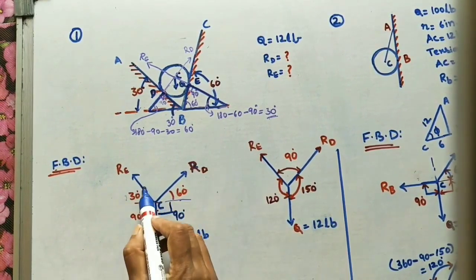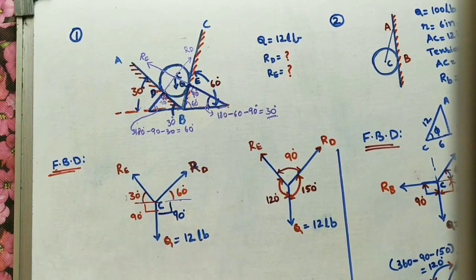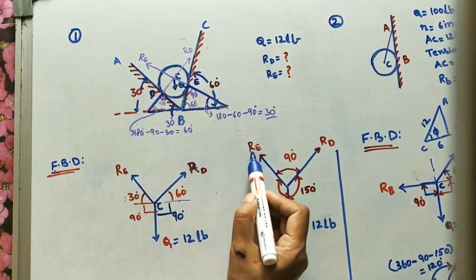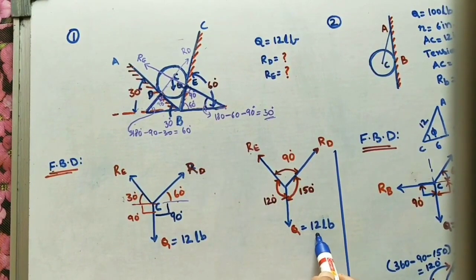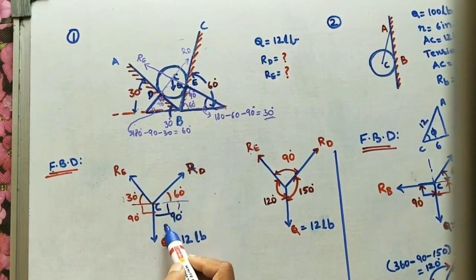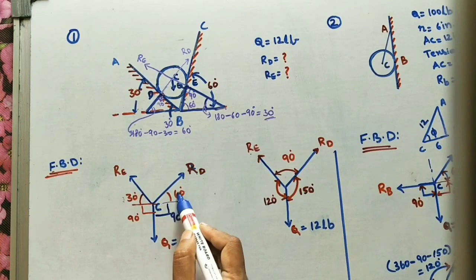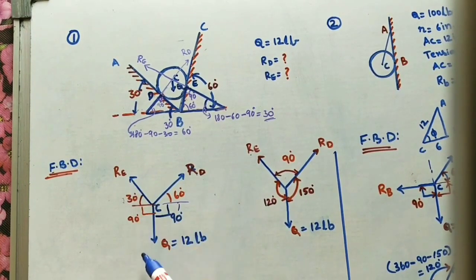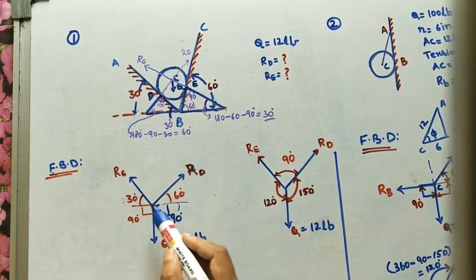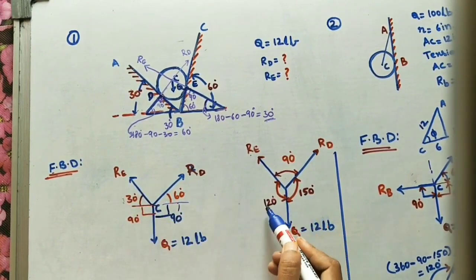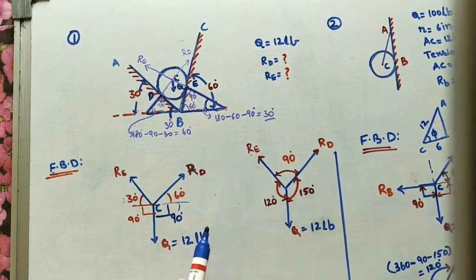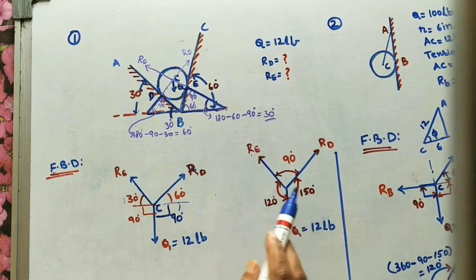For RE, I am taking the angle between two forces. There are three forces, so we can take three angles for applying Lami's theorem. Here we have RE, RD and Q, which is given as 12 lb. The angle between RD and Q is 90 plus 60, which is 150. The angle between RE and Q is 90 plus 30, which is 120. The remaining angle, 360 minus 150 minus 120, is 90. So there are three forces and three angles, and we can apply Lami's theorem.